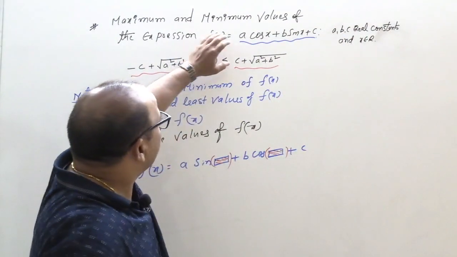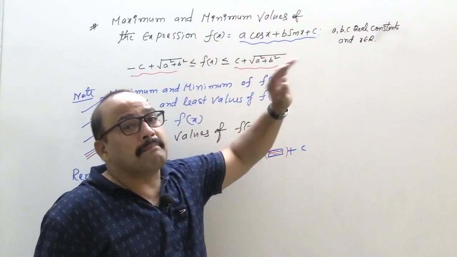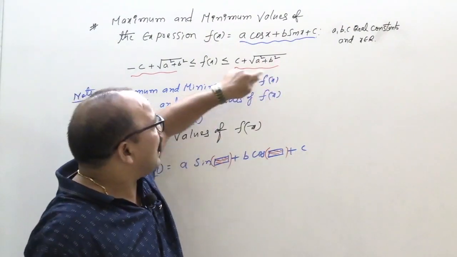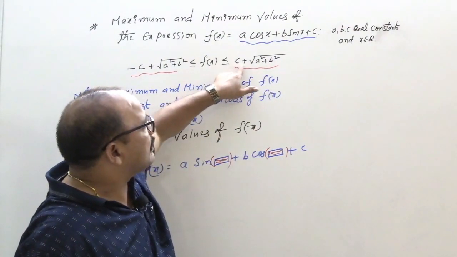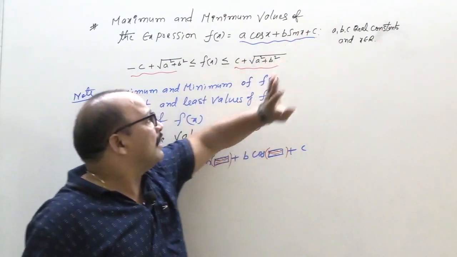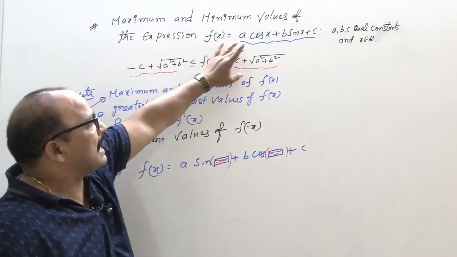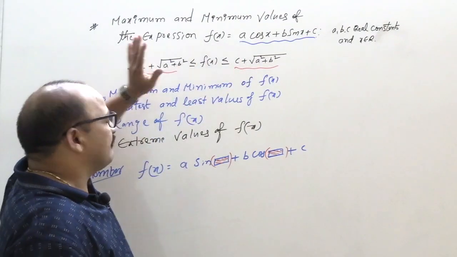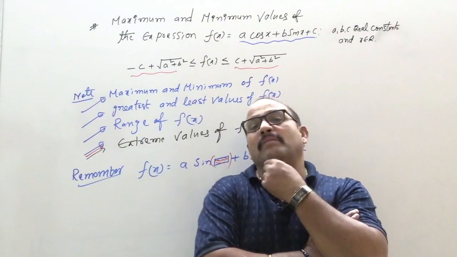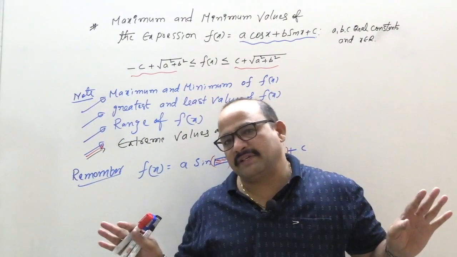Now this is one function. For this function, what is the maximum value? What is the minimum value? The maximum value formula is c plus under root of a square plus b square. Here c means the constant term. Next, the minimum value is c minus root over a square plus b square. I think the majority of students struggle in this part particularly. Students, don't get confused.